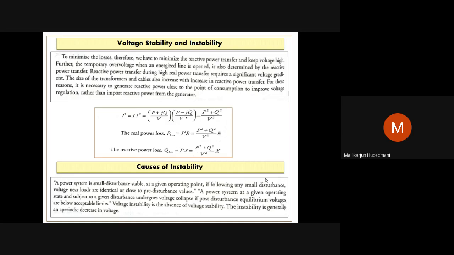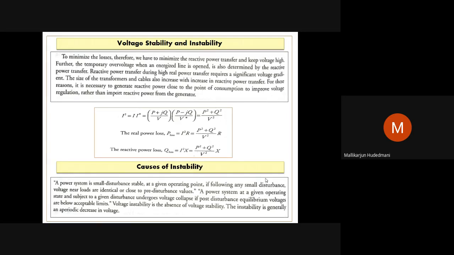A power system with a small disturbance may be stable at a given operating point. If, followed by another small disturbance, the voltages near the loads are identical or close to the pre-disturbance values, it is stable. A power system at a given operating point subjected to a given disturbance may undergo voltage collapse. Another keyword, let me get to this point. Voltage collapse. The keyword collapse means a massive fall of voltage. Collapse of voltage means a decrease of voltage rapidly as the load increases on the system. When active power demand is continuously increased, or a step load on the system causes voltage to fall seriously, that we call a collapse.